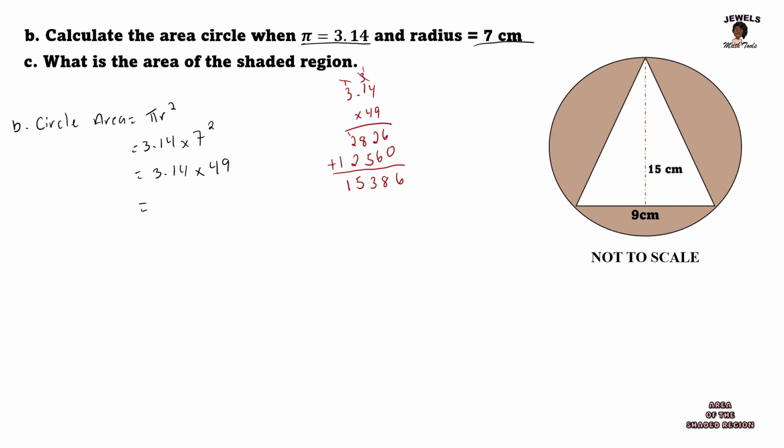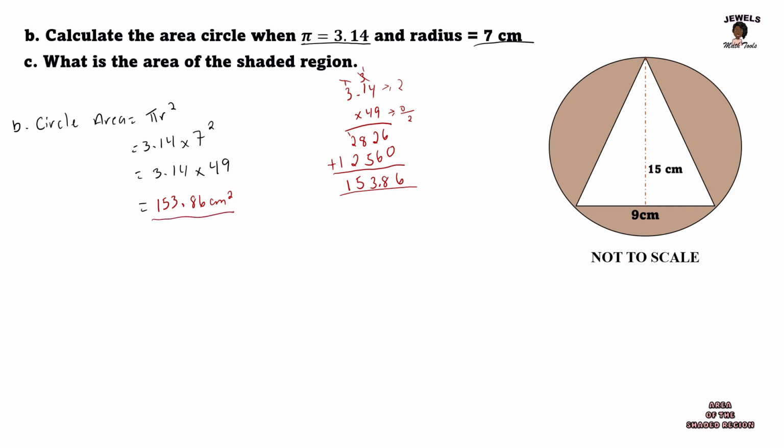So in our working, we have 2 digits behind the decimal point here, 0 here. So in total, we should have 2 digits behind the decimal point. So I'll count 1, 2, and input the decimal point between my 3 and my 8. So the area of my circle is equal to 153 and 86 hundredths, and that's centimeters squared.